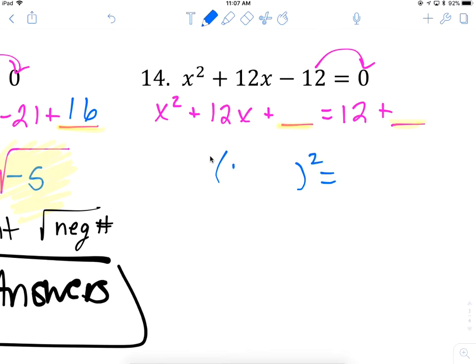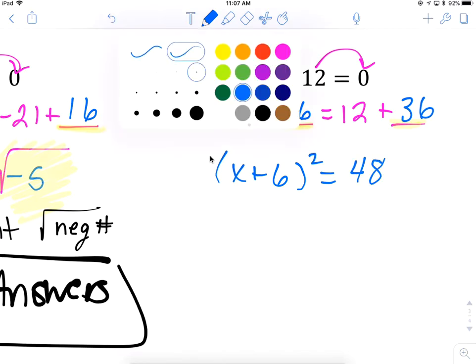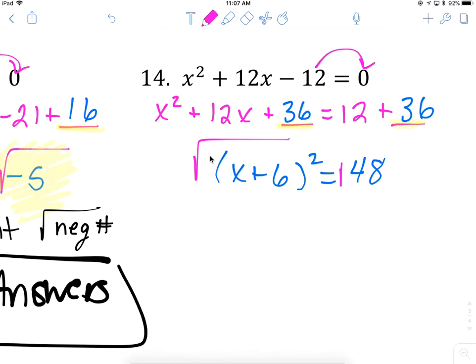Half of 12 makes a +6. 6 squared makes 36. I'm putting that on both sides. And then we're combining. 12 plus 36 makes 48. We're ready to solve by square rooting both sides, except 48 is not a perfect square.